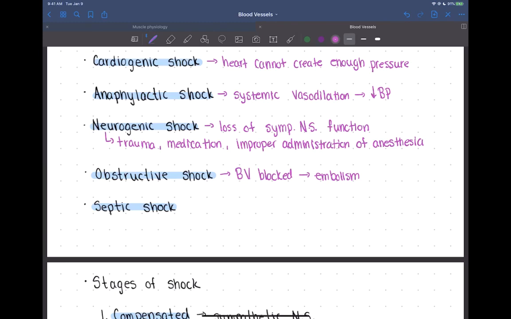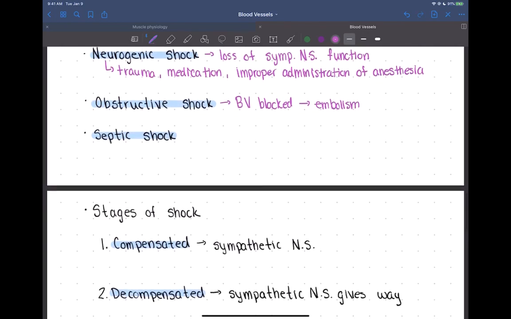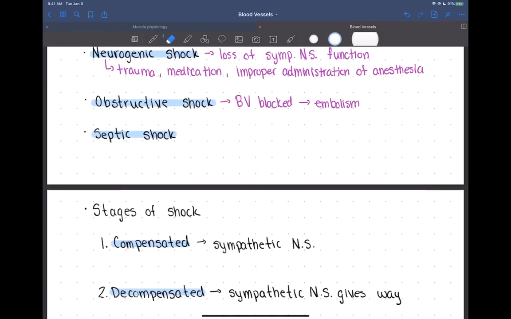And then our last type is septic shock. Septic shock results from an infection that actually gets into the blood. So this would be a systemic infection, meaning it's in the blood and now it's throughout the body.